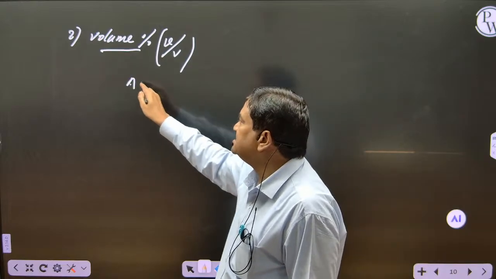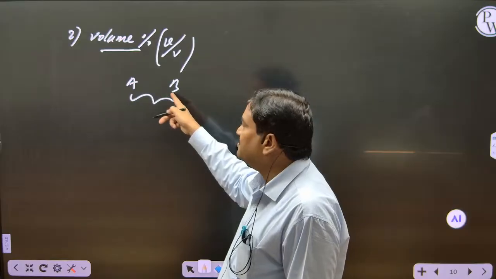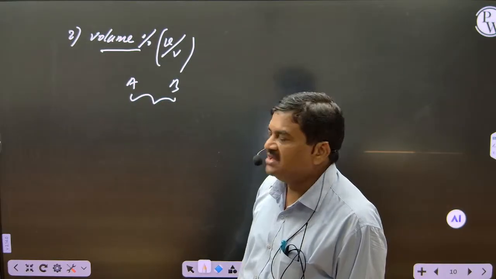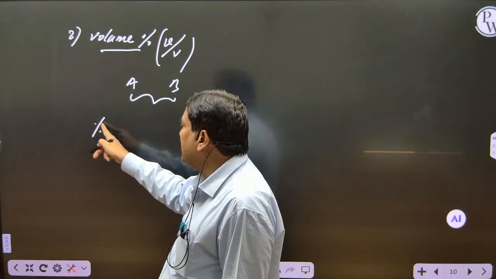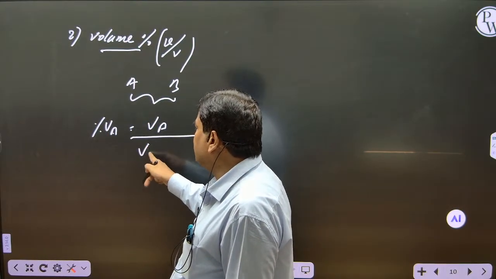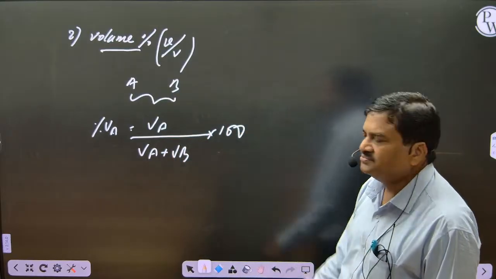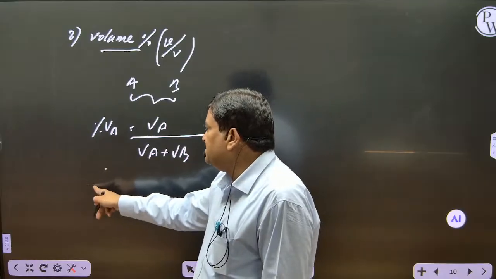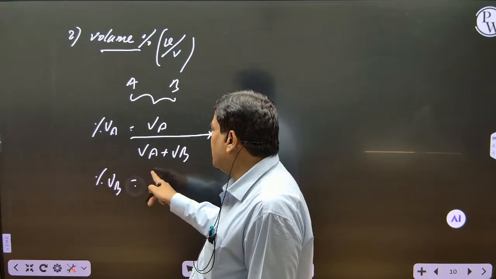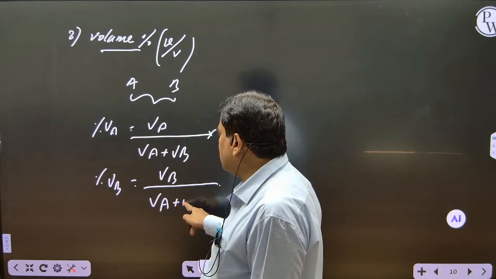Suppose two components, assume A and B, are there. Now in these two components I want the volume percent of A, student. How do I get it? Same thing. Volume percent of A is volume of A upon total volume of the solution, that is volume of A plus volume of B, into 100. Same way, volume percent of B is volume of the B component by total volume of the solution into 100.